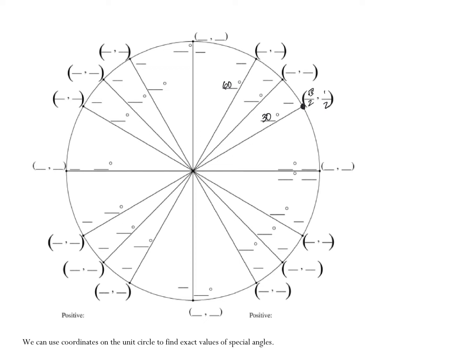So here's 30 degrees. And at 60 degrees, what's going to happen is we kind of ended up having to flip-flop those coordinates because now the x-coordinate's the shorter length, and the y-coordinate's the square root 3 over 2. So we call this picture the unit circle.